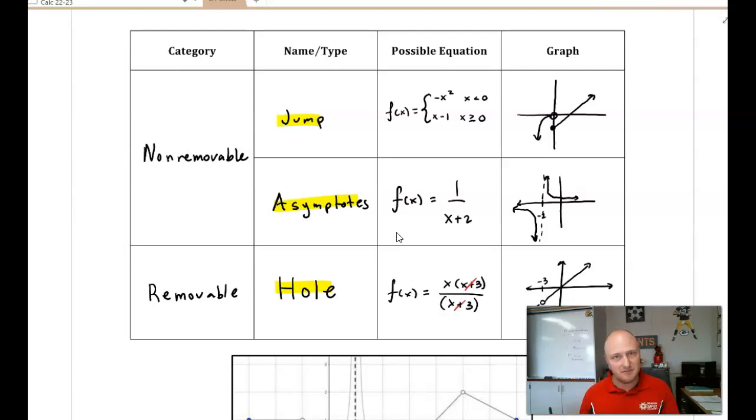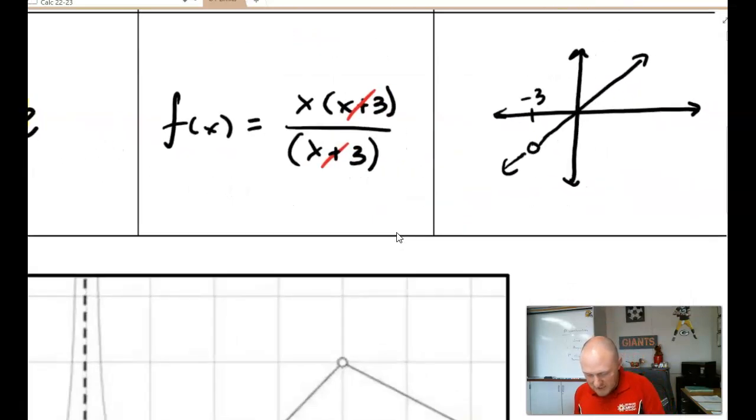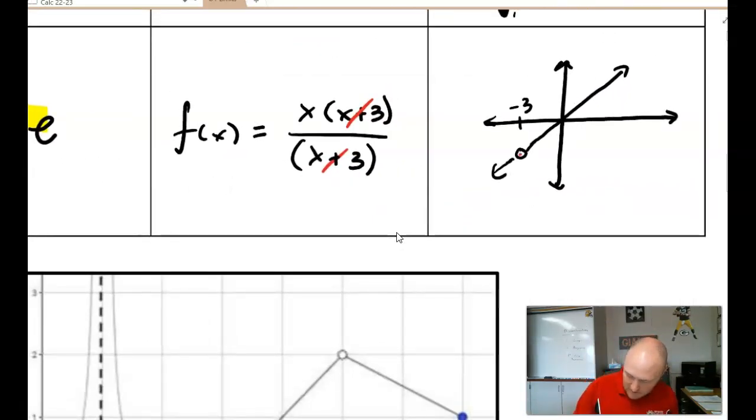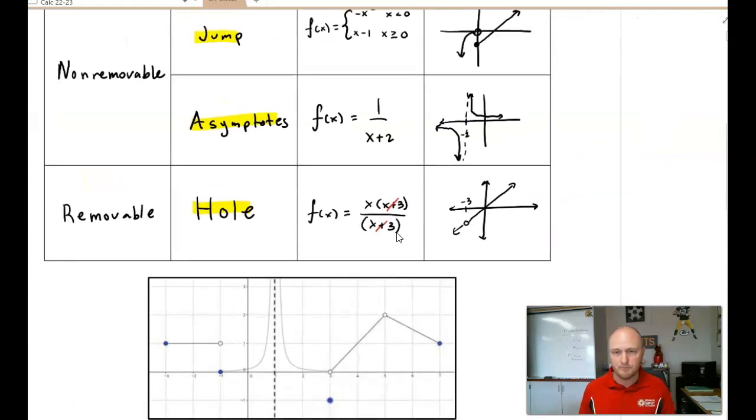Now we do classify them, and the AP exam and College Board will use these terminologies interchangeably, right? So they'll say identify the removable discontinuities or identify non-removable discontinuities. So you have to know which goes in which category. Now a hole, it is removable because I just kind of removed 1 point. Wouldn't you agree that I just removed that 1 point? That's the only discontinuity. So that's why it's called a removable discontinuity. We removed 1 point.